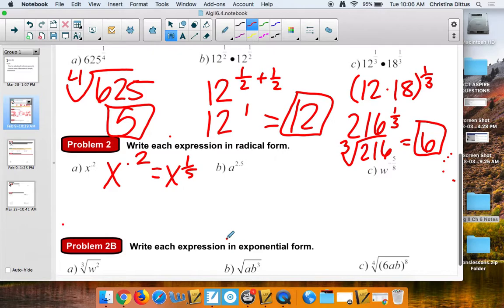True or false? True. Now, I want to write it in radical form, so I want to use my radical, my root. How would I write x to the 1/5 as a radical? The 5th root of x. Very good. And we're done.